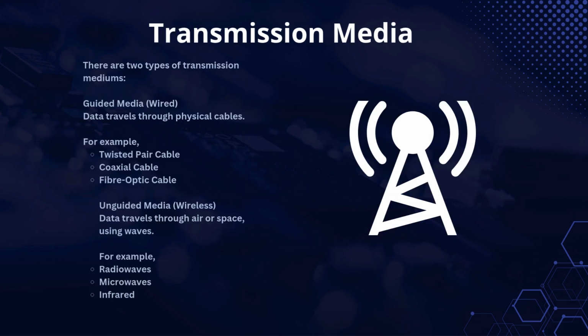Transmission media. There are 2 types of transmission media. One is guided media, where data travels through physical cables. For example, for guided media, we have twisted pair cable, coaxial cable, and fiber optic cable. The second type of transmission media is unguided media, which is wireless. The data travels through air or space using waves, like radio waves, microwaves, and infrared.